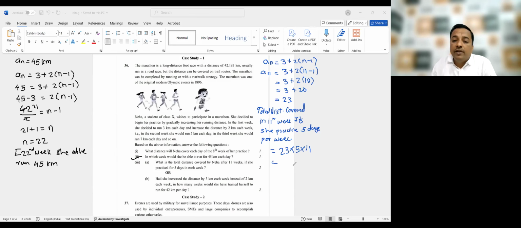Now 5 3s are 15, 1 carry, 5 2s are 10 and 1 is 11. Then 11 5s are 55, 5 carry, 11 1s are 11 and 5 is 16, 1 carry, 11 1s are 11, 5. So total distance she covered in 11 weeks if she runs for 5 days per week is 1265 kilometers. Got? समझ में आया? हाँ. ये क्वेश्चन थोड़ा ट्रिकी था.